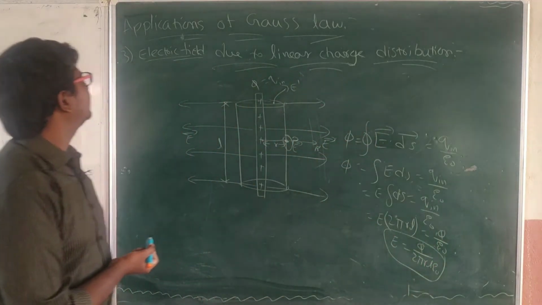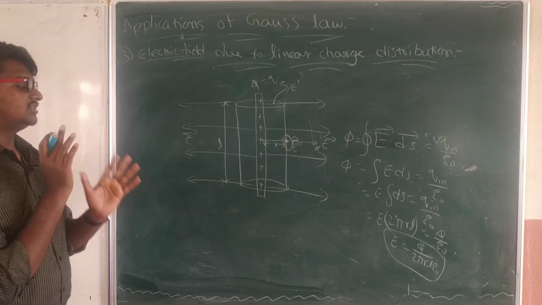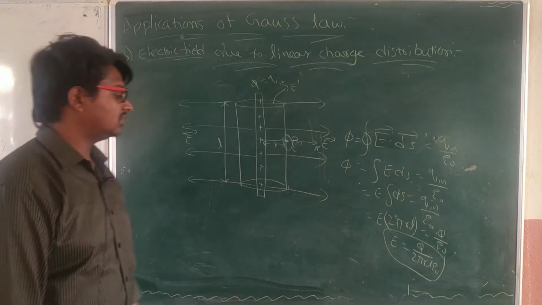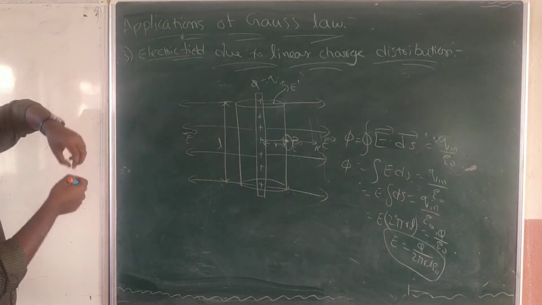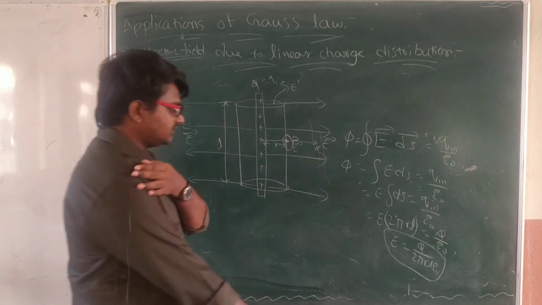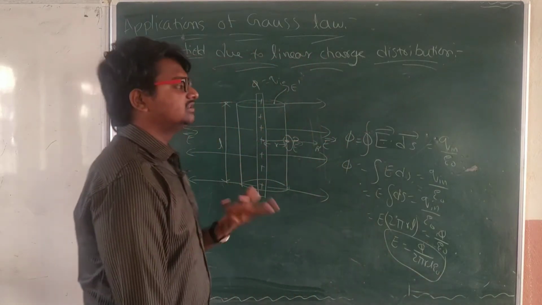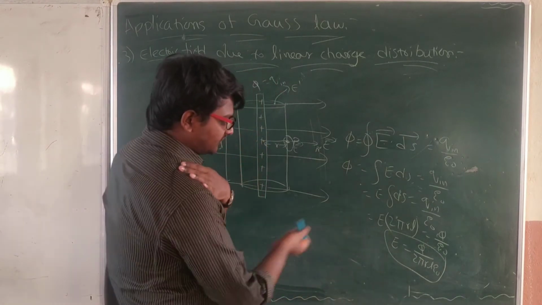That's it. This is nothing but the electric field due to a linear charge distribution, Q by 2 pi R L into epsilon naught. For example, if the length is infinite, then simply L is equal to infinity. If you substitute, it will become 0. E value will become 0. That's it. And this one we can change into another form also.